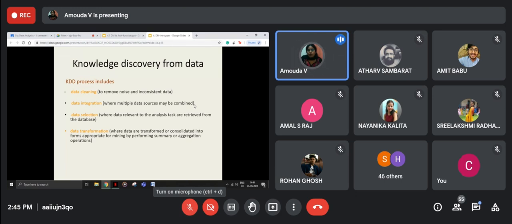Students, please listen. There is a word where data is transformed or consolidated into appropriate forms by performing summary or aggregation operations. Yet another word is introduced here: summarization. What do you mean by summarization or aggregation? What do you mean by aggregation? In detail, these two terminologies are very important in data mining and analysis tasks. We are going to see what it is.